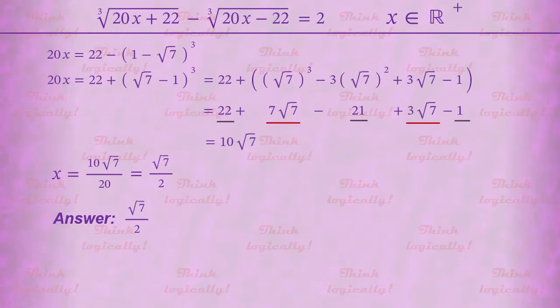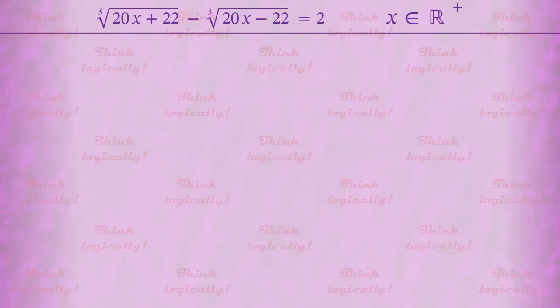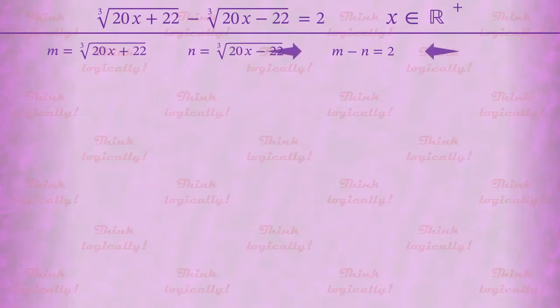This is the answer, but not yet the end, because I am also going to discuss the official solution, which is, as usual, shorter and trickier than my own. Let's use letter m for the first term and letter n for the second term. Then the given equation can be written as m minus n equals 2. And we raise the equation into cube.